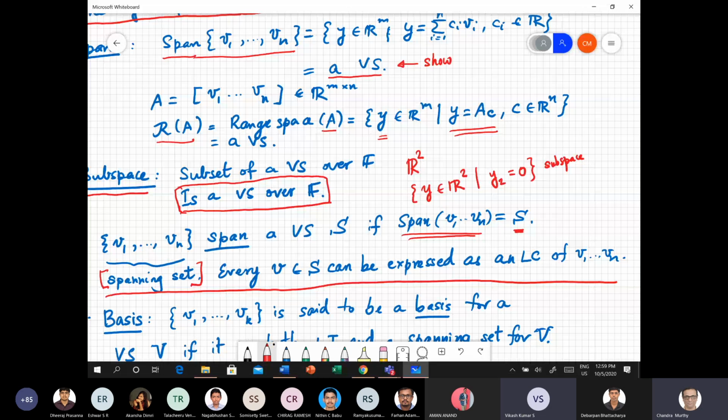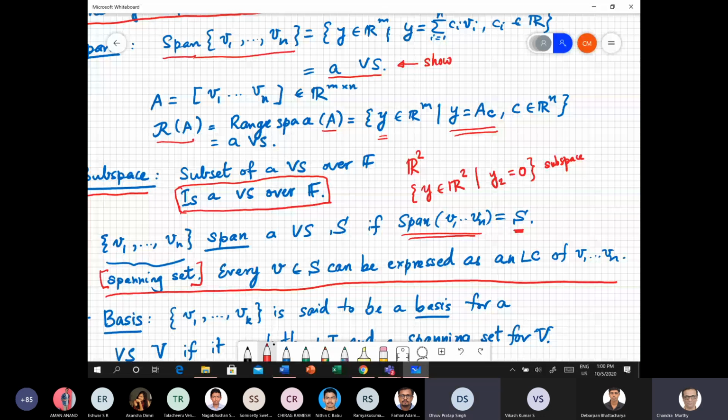Sir, can you please explain this range space once again? The range space is the same as the span. Range space of a matrix A is the same as the span of the columns of A. And mathematically, it's defined like this. It's actually the same as this definition here.